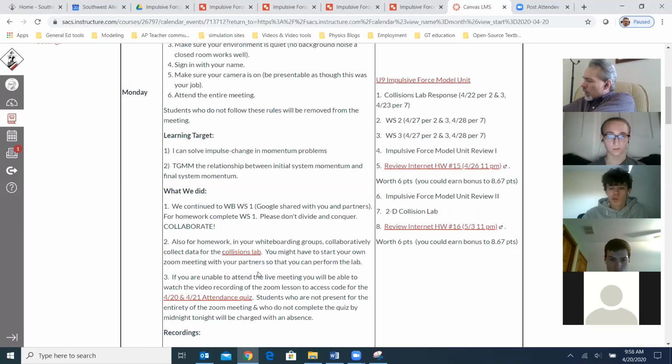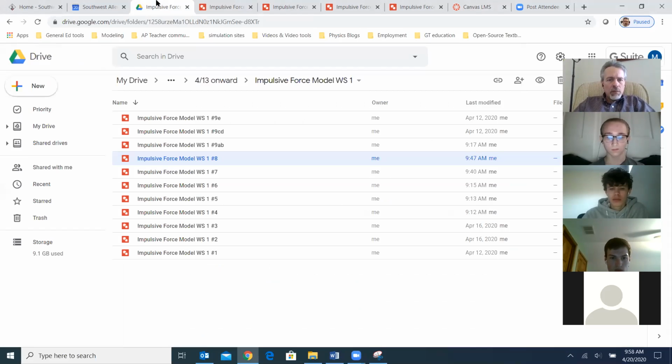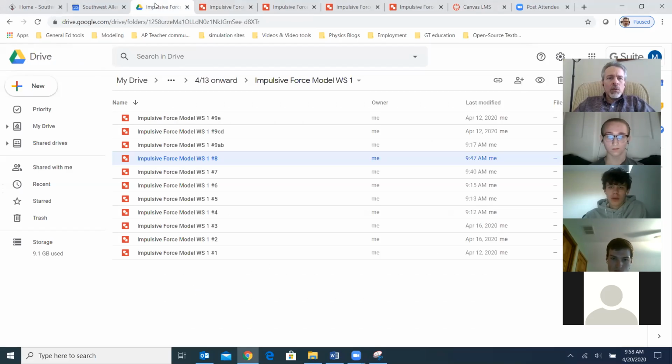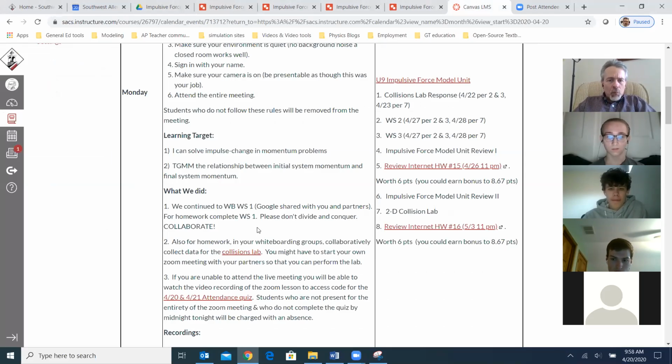A couple of things I want you to do today for homework. First of all, I would like you to finish up that worksheet, which we have most of done. I think we only had maybe 3 more problems to do. So collaborate on that. Don't just do it all yourself or divide and conquer. Collaborate, so I don't think it'll take that long. That way we can whiteboard it pretty quickly tomorrow.